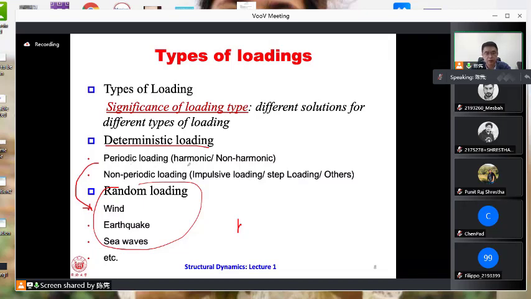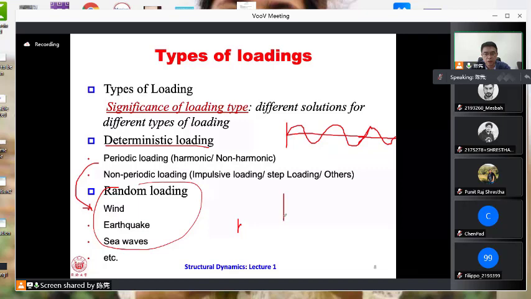And for the periodic loading, there are another two types. One is harmonic, one is non-harmonic. Let me give you an example. I'll try to draw this. You just imagine this is a sine curve. If there's a loading with a time history like this, we call it harmonic. It's like sine or cosine. Just a sine function or cosine function describes this loading. We call it a harmonic one.